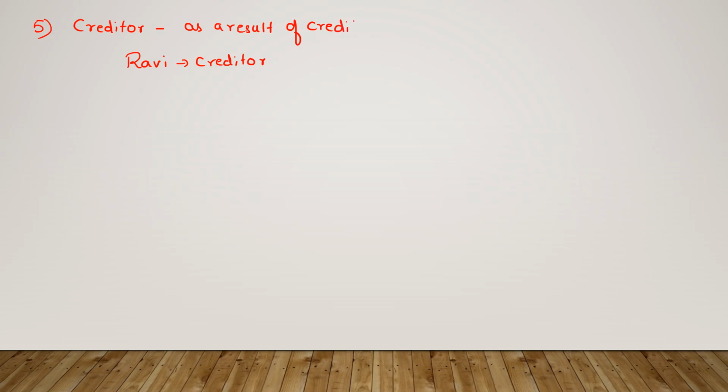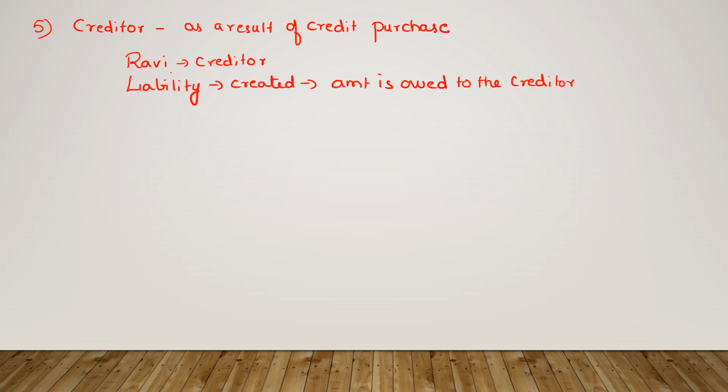credit transaction. Because of credit purchase, a creditor is created and a liability is created because of this credit purchase. A liability is created and amount is owed by the business to the creditor, which means Smita owes, she has to pay Ravi 1 lakh rupees at a later date. So it is a liability of the business and Ravi is a creditor of the business.